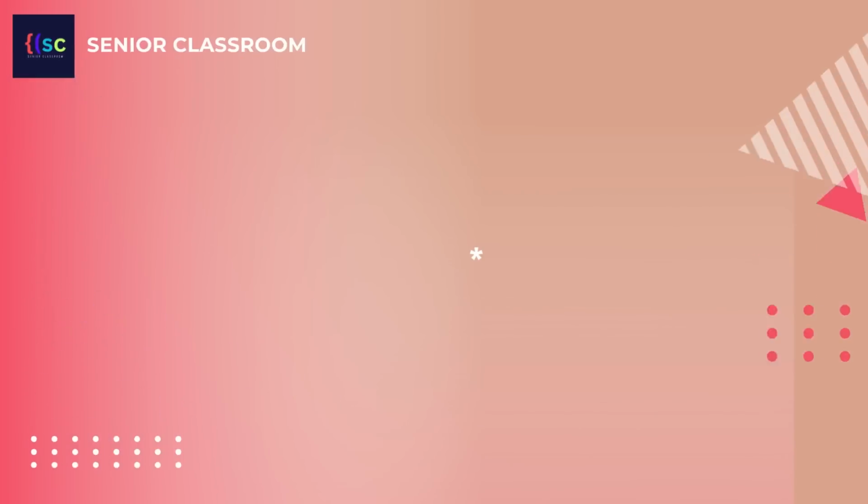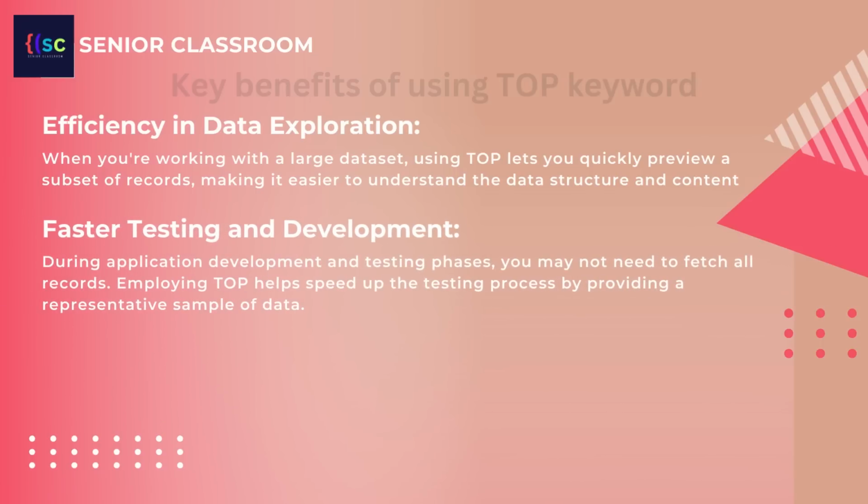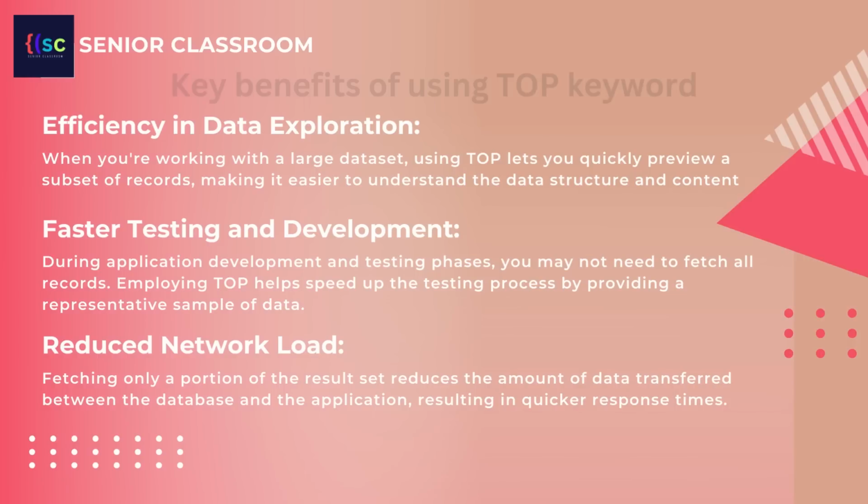Key benefits are efficiency in data exploration. When you're working with a large dataset, using top lets you quickly preview a subset of records, making it easier to understand the data structure and content. Faster testing and development. During application development and testing phases, you may not need to fetch all records. Employing top helps speed up the testing process by providing a representative sample of data. Reduced network load. Fetching only a portion of the result set reduces the amount of data transferred between the database and the application, resulting in quicker response times.